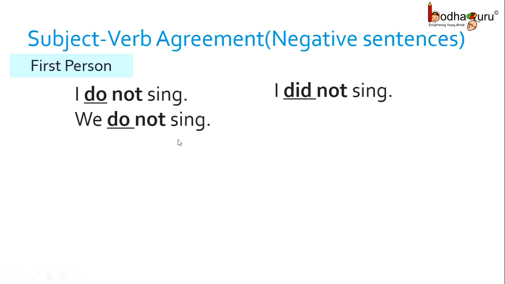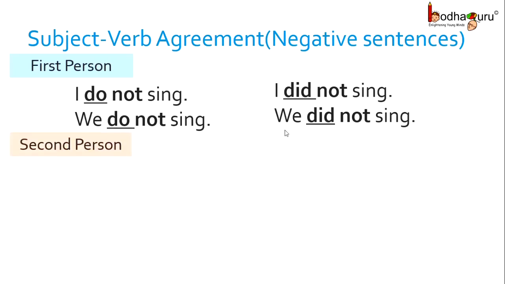We do not sing. Again, we use do with we. We did not sing. What do we see here? That we use did with we in past tense. Next, coming to second person, you do not sing.